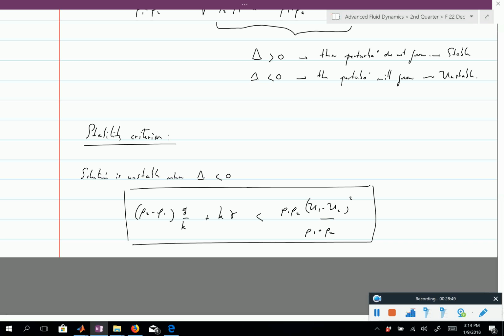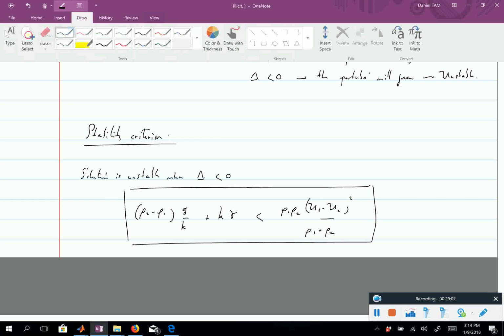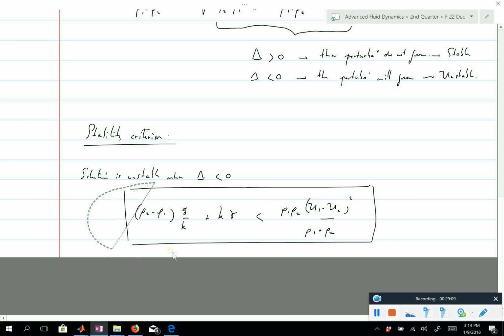Okay, and so with that, this is valid for all of the different instabilities that we discussed before. So we'll first discuss the Rayleigh-Taylor instability, and then we'll discuss the Kelvin-Helmholtz instability. So here I need to copy that because I'm going to need it later on. So let me just do this. Control C.